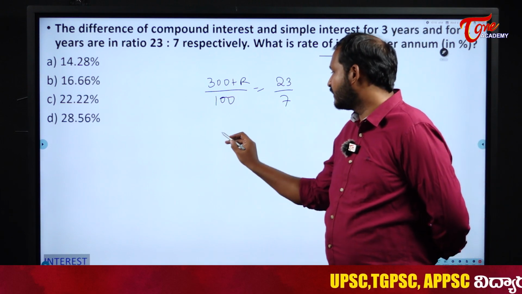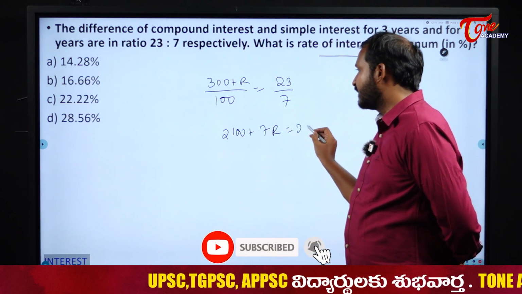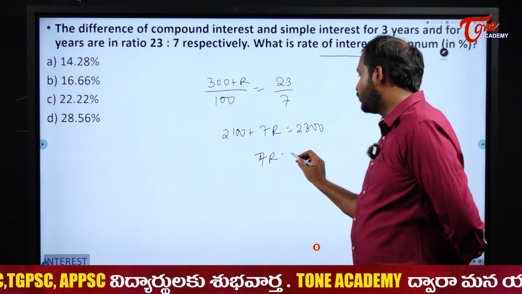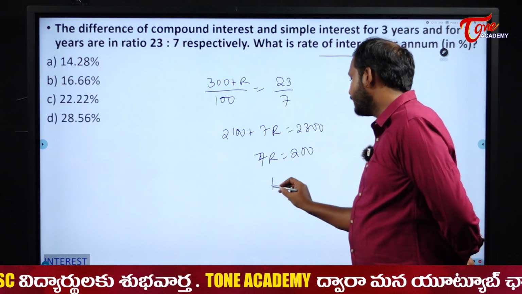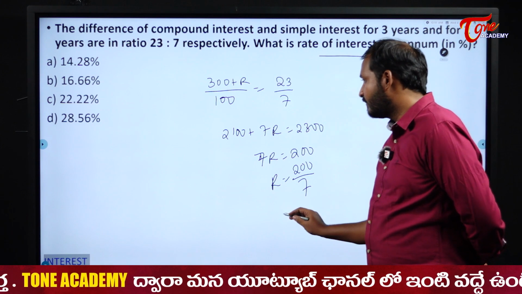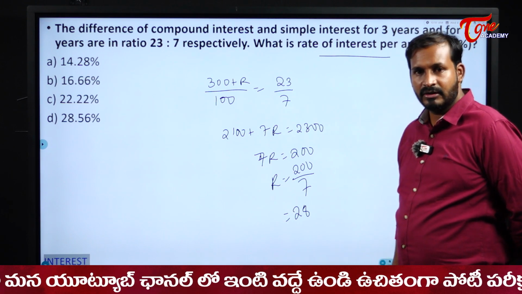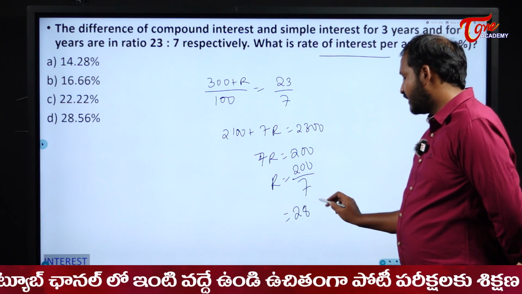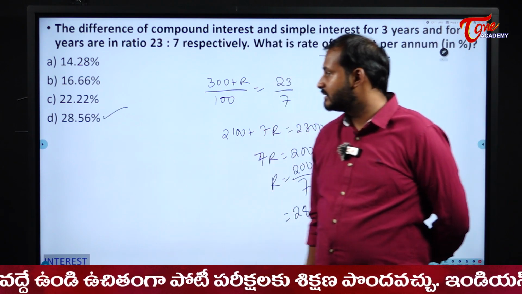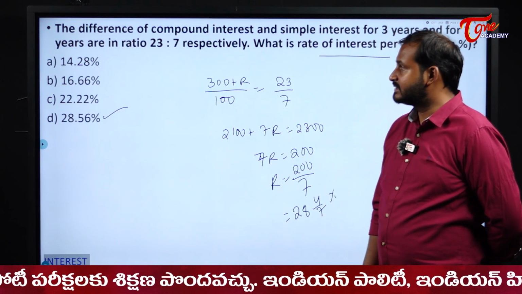Cross multiplied, what will you get? 2100 plus 7R is equal to 2300. So 7R will become what for us here? 200. R will become 200 by 7. What does it become? 28 times will become what? 196. 28, 4 by 7 percentage. That is what? Only one option for us: 28.56 percentage. Understood?